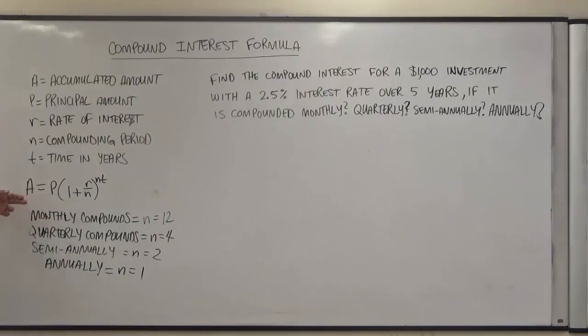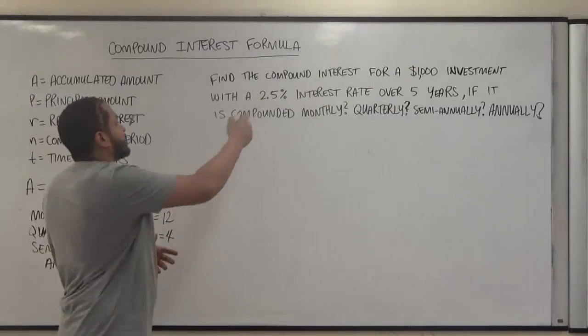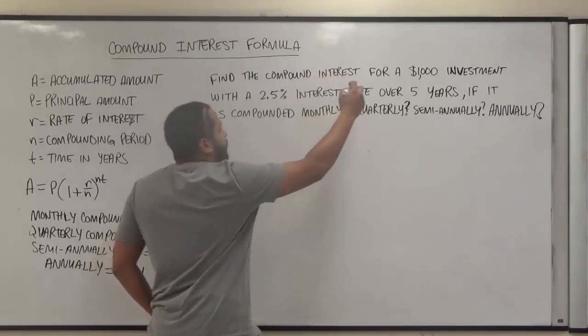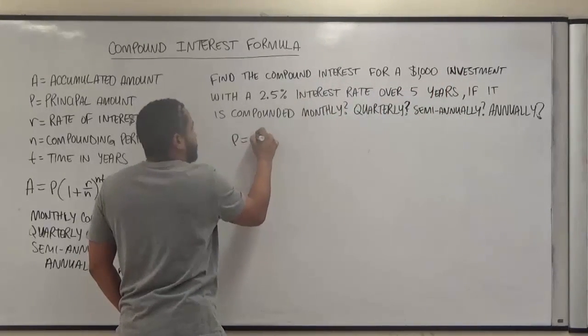And so here we have our formula. We're going to start with monthly compounds. So for our monthly compounds, N is going to be 12. As far as everything else in the problem goes, we know that our principal investment is going to be P, and so P becomes 1,000.